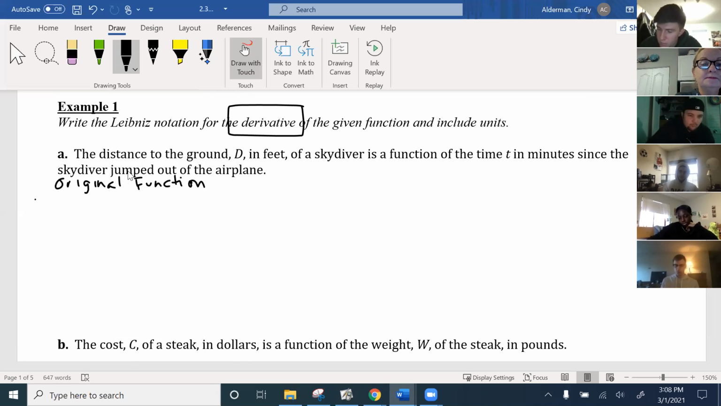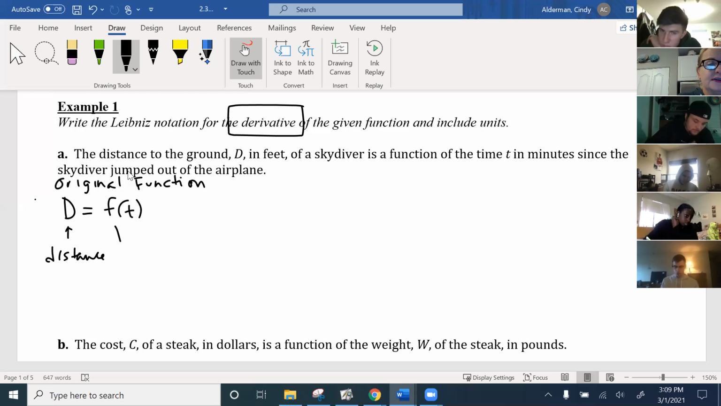So the original function is d is equal to f of t. So let's put some words to this. This is distance is equal to, or let's say is a function of time. So what goes in the parentheses is the independent variable, right? What it's a function of.